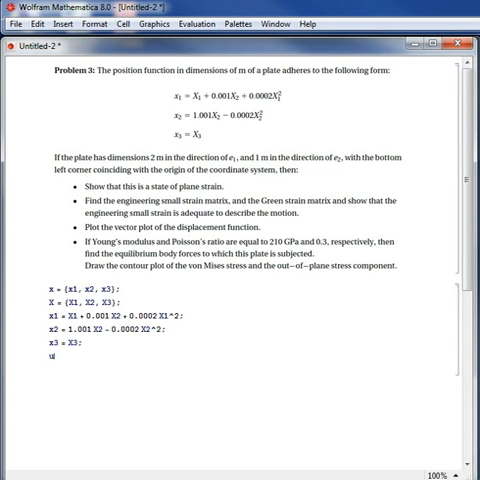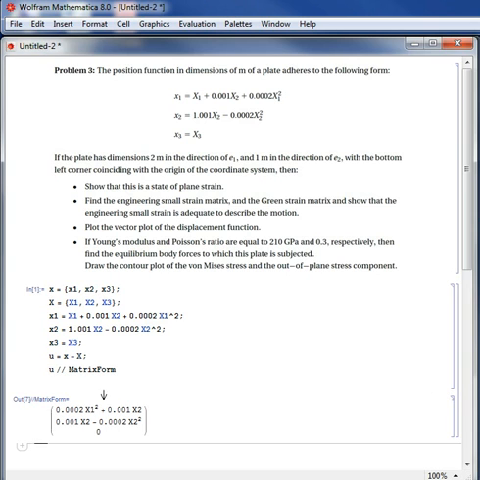U, the displacement vector, is equal to x minus X. I'm going to form, just going to show U in matrix form. Shift enter, and this is the displacement vector.